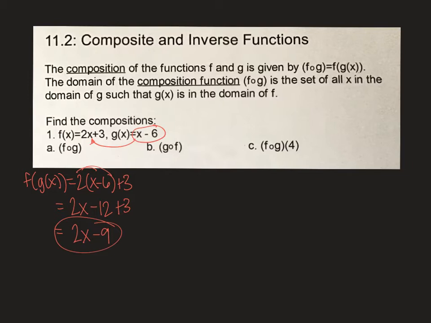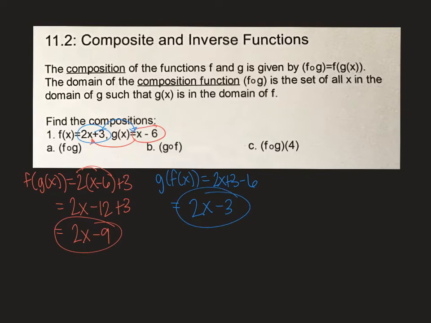For b, to find g of f, we're doing the same thing, but we are going to take our f of x function and plug it in for x in our g of x function. So we're going to take that 2x plus 3, plug it in for x, and just combine our like terms. So we end up with 2x minus 3.